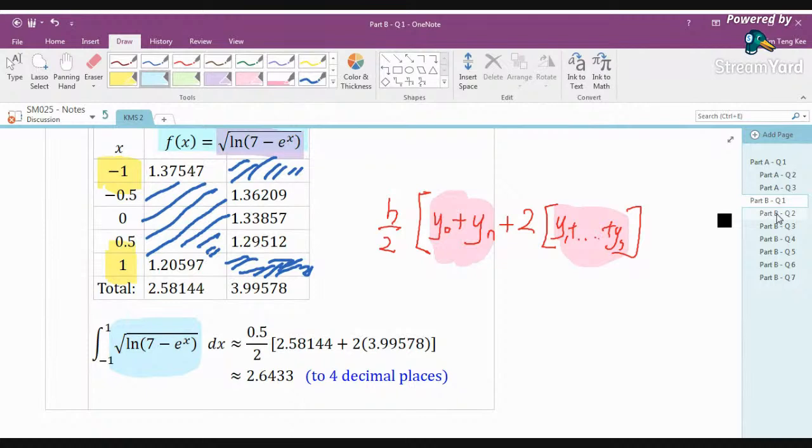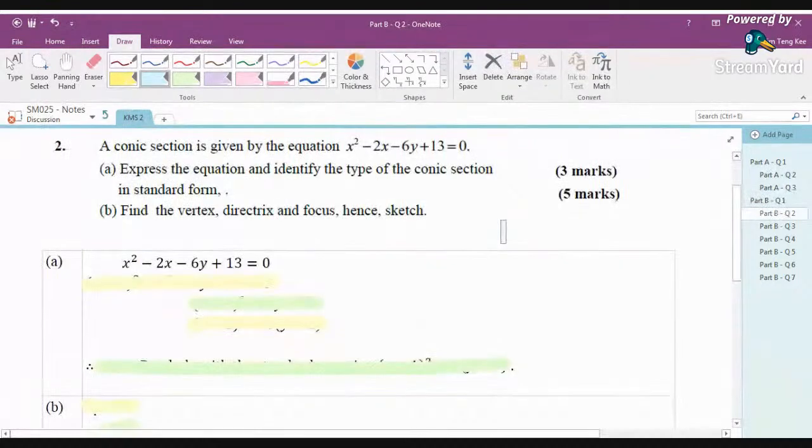Go on. Question number 2. Talk about conic sections. Equation x squared minus 2x minus 6y plus 13 equals 0. Express the equation in standard form and identify the type of conic. Find the vertex, directrix, focus and hence sketch.